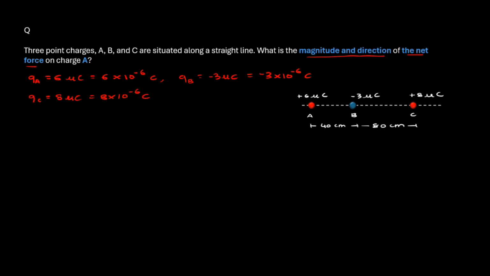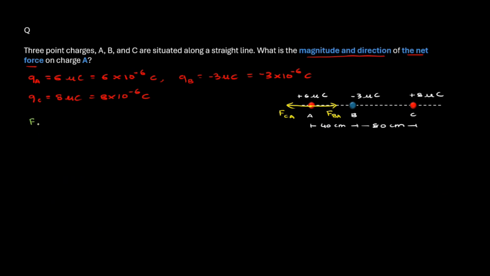Then we sketch all the forces acting on charge A. Charge A is a positive charge, whereas B is negative. So A will be attracted to B, and therefore, because of charge B, A will move to the right. And we call this force FBA, force of charge B on charge A. C, on the other hand, is a positive charge, and it will try to push or repel A away from it. So because of charge C, A will move to the left. So this becomes my force FCA. After showing the direction of these forces, we will calculate their magnitude using Coulomb's law.